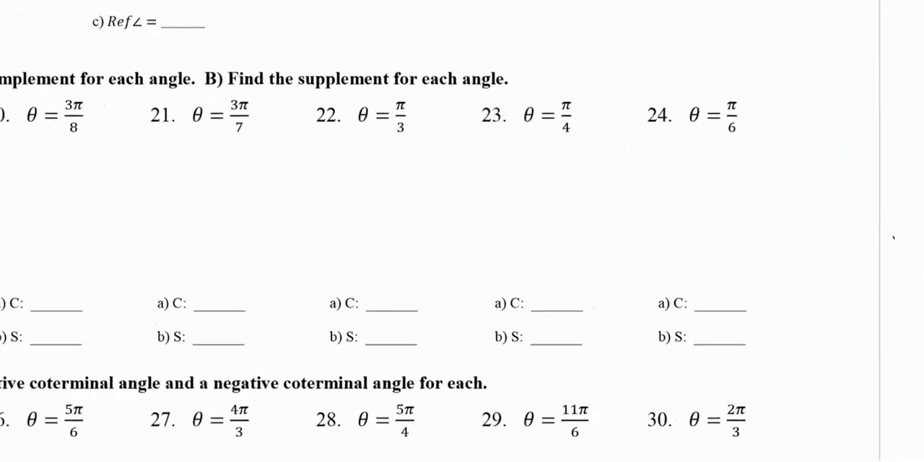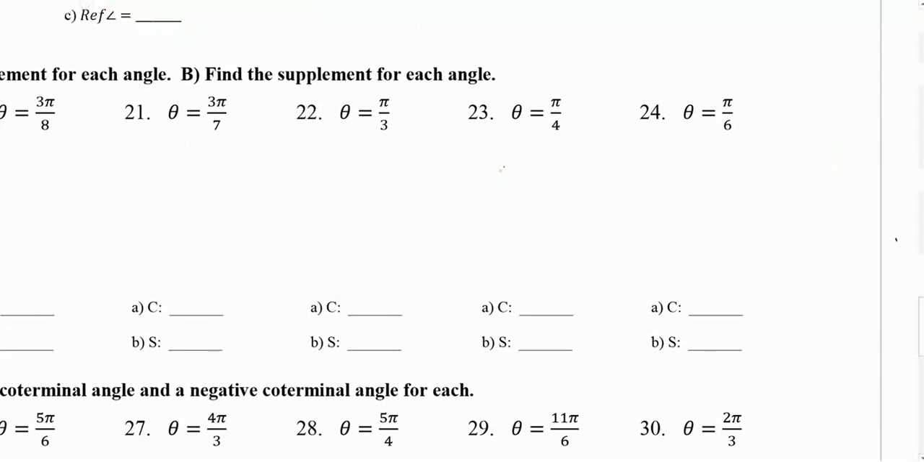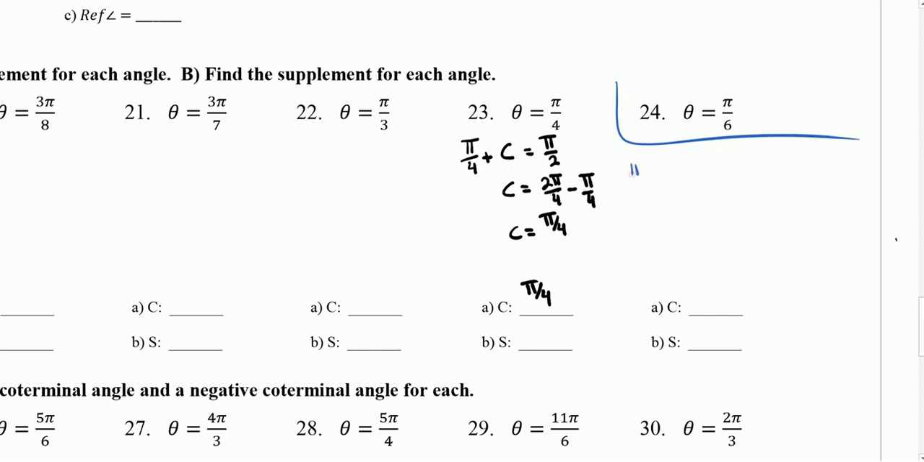For number 23, do the same thing. Pi over 4 plus the complement is equal to 90 degrees, which is pi over 2, 180 over 2. Subtract pi over 4, but I need a common denominator, so I'm going to change the pi over 2 to 2 pi over 4 minus pi over 4, and we end up with pi over 4. For the supplement, sorry, I'm running out of room here. I'll put it right here. Pi over 4 plus our supplement is equal to pi. Subtract pi over 4. I'm going to change pi to 4 pi over 4 minus pi over 4. And when I subtract them, I end up with 3 pi over 4.